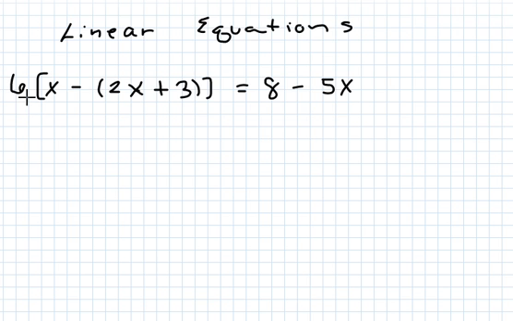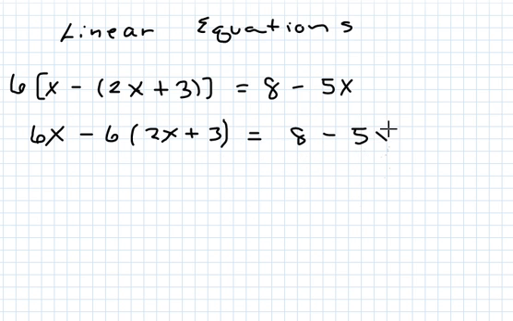So what I'm going to do here is go ahead and distribute this 6 across first. And so we end up with 6x minus, and we're going to have a 6 here. So we have 2x plus 3. And now that I've distributed the 6 across, we can drop these brackets, except we want to go ahead and close this in here. So we have 8 minus 5x.